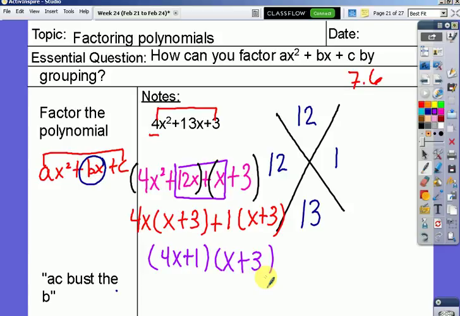No, well, you have to take 4. 4 times 1 is 4. 4 times 3 is 12. Oh, wait. Okay.